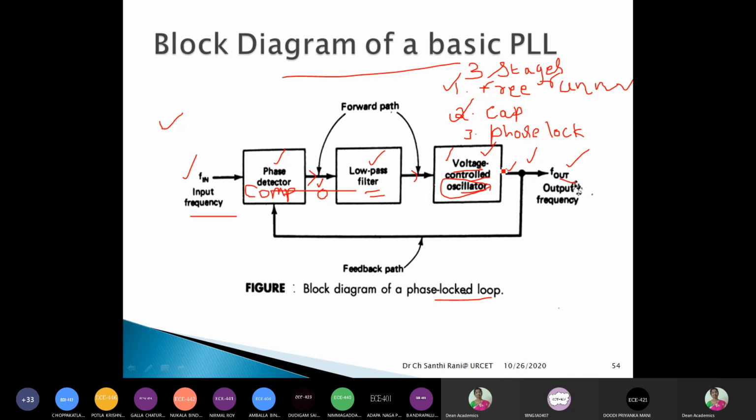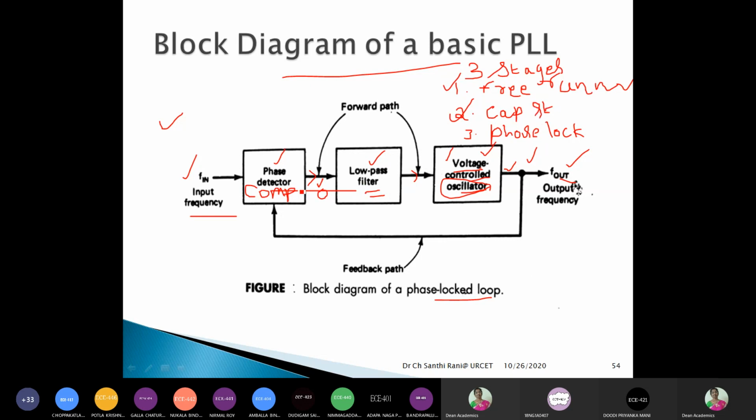So the voltage control oscillator has given some output frequency value earlier, now some other value, and so on until the output frequency is equal to the input frequency. Until then, the VCO is changing its output frequency continuously, right? This phase is called the capture stage.